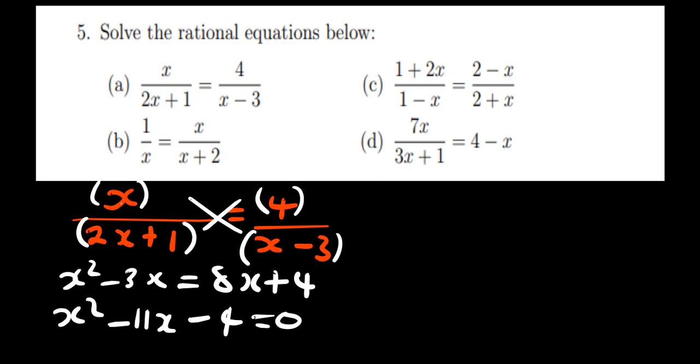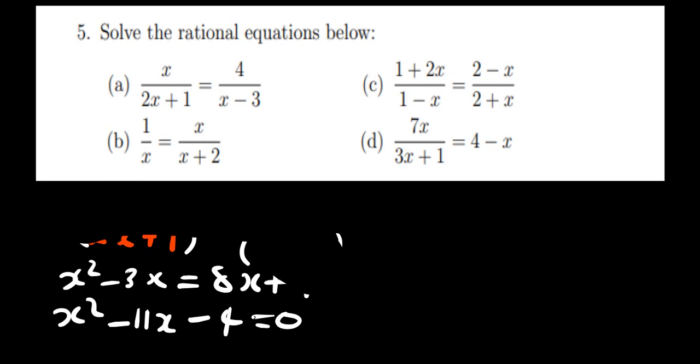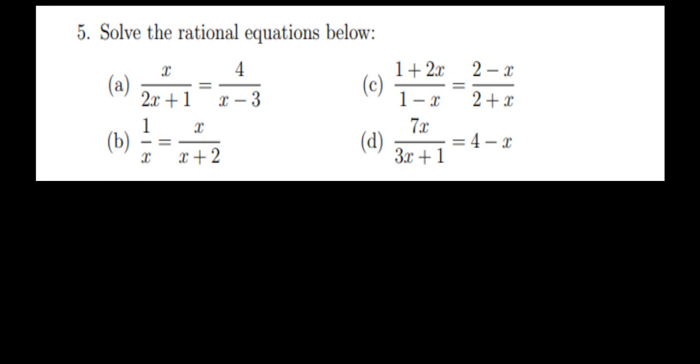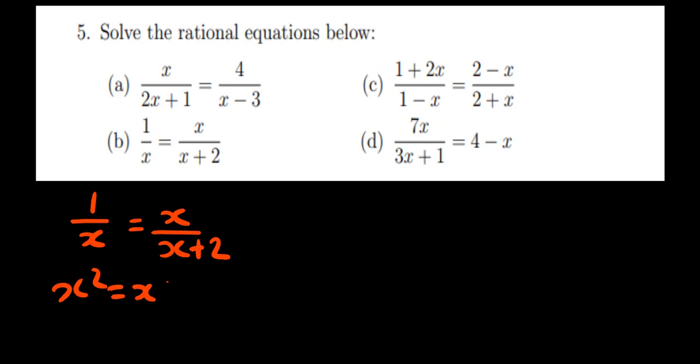Then for b, it's the same principle. Let's also solve b. We have 1 over x equals x over x plus 2. So you cross multiply again. So I'm going to say x squared equals x plus 2.